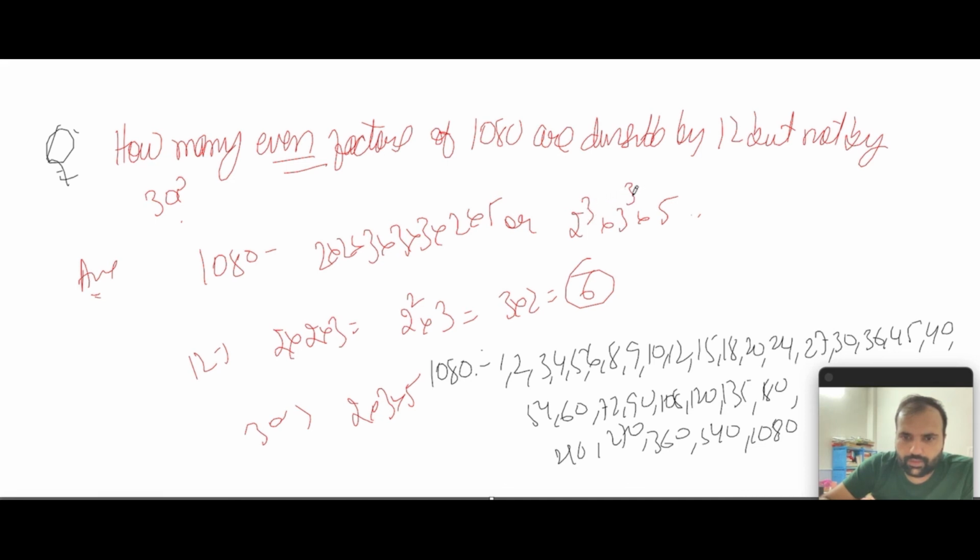So let's see. First of all, if you want to check the number of factors, it should be 4 into 2 into 4, which is 32 factors. So we can count it down: 1, 2, 3, 4, 5, 6, 7, 8, 9, 10, 11, 12, 13, 14, 15, 16.